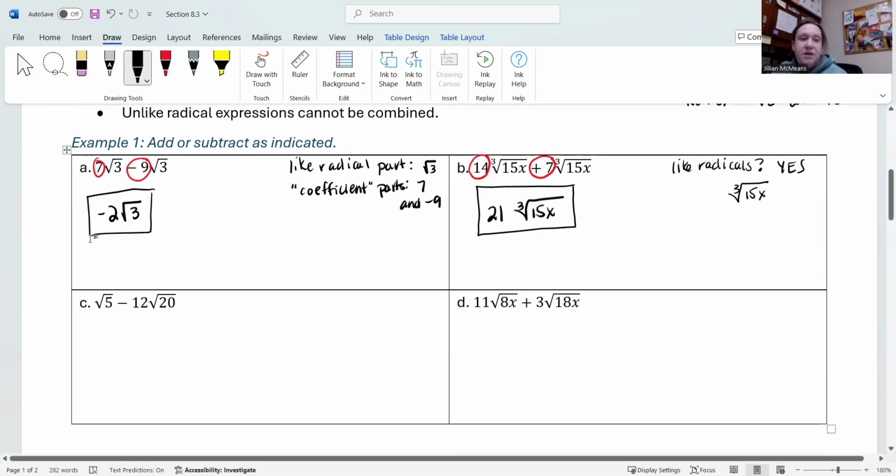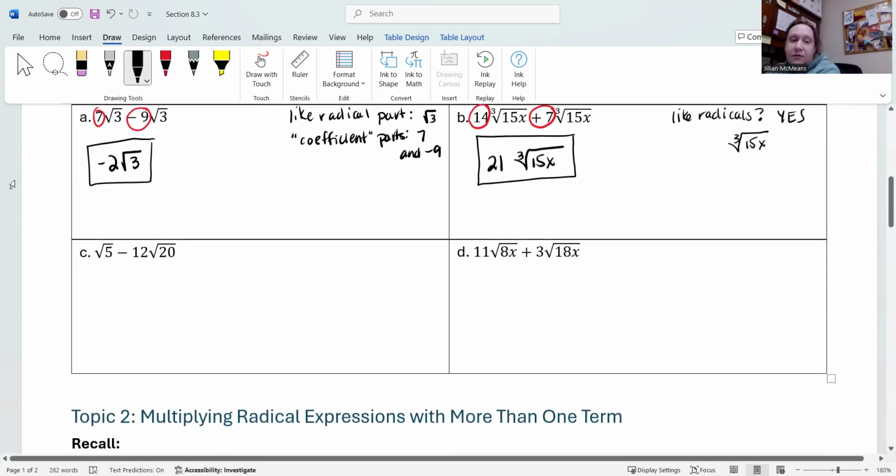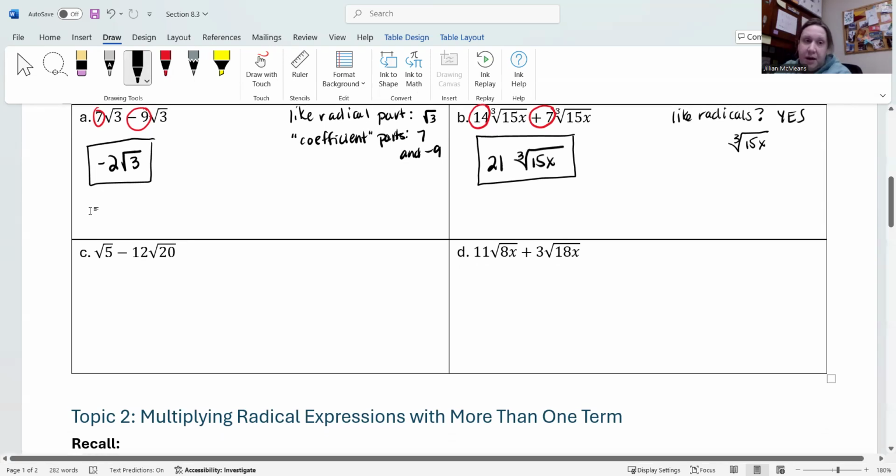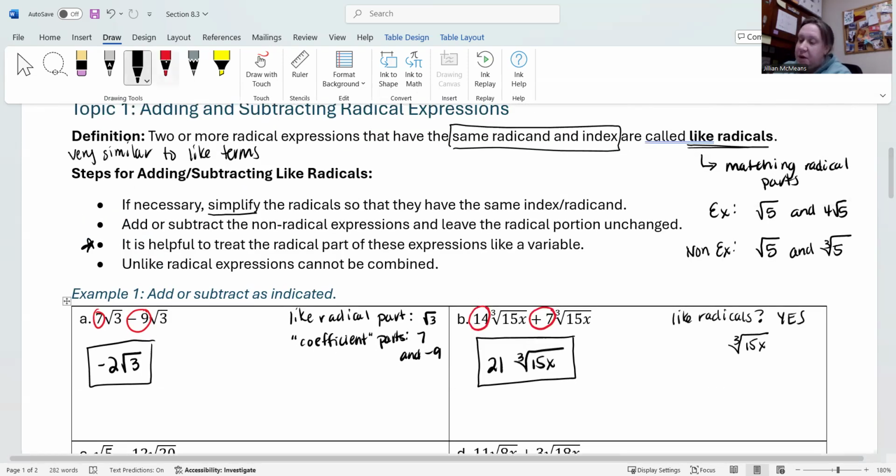All right, part C, we have the square root of 5 minus 12 square root of 20. Right off the bat, you're going to be like, nope, they're not like radicals. But remember up here, when we were talking about the steps, the very first step says sometimes it's necessary to simplify your radicals first, and then they maybe don't look like they're like radicals, but after you simplify, you see, oh, okay, they really were. So let's see if that is the case for part C.